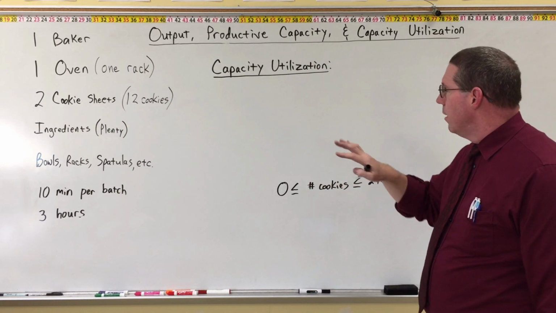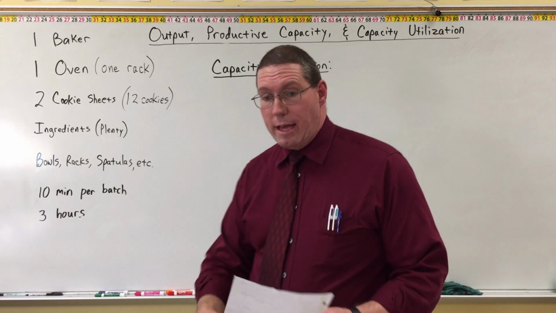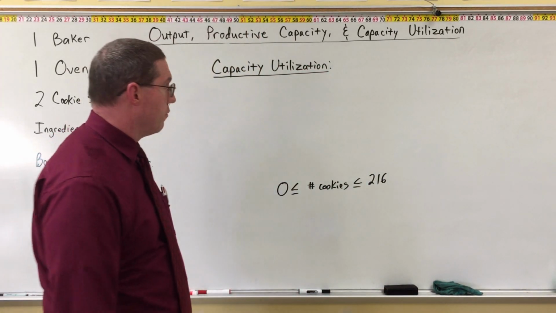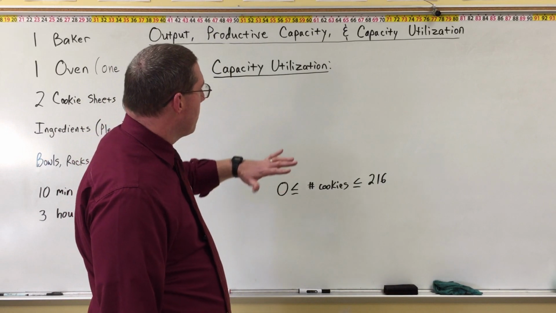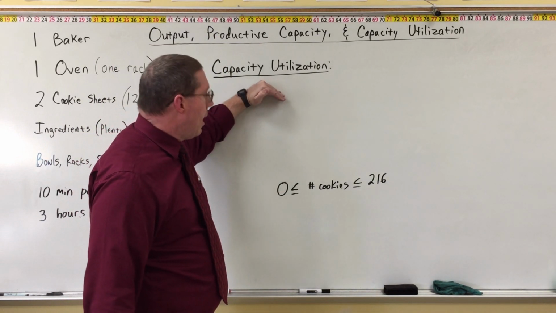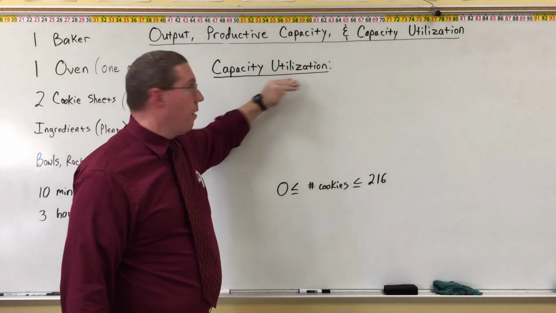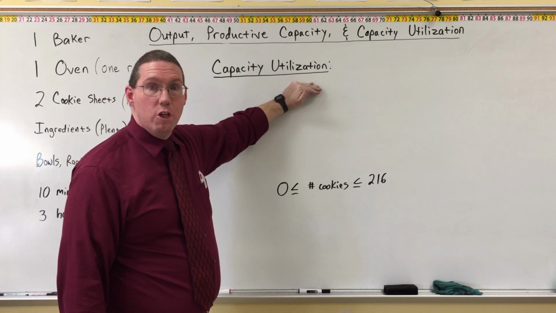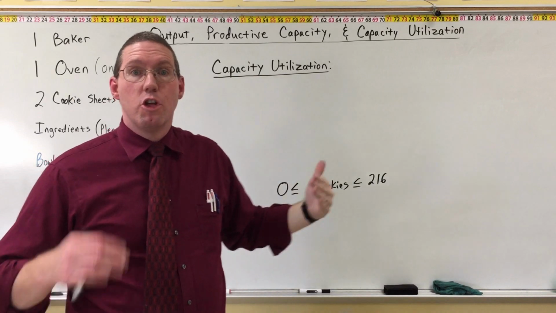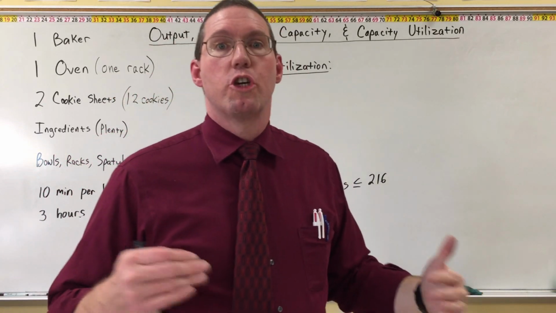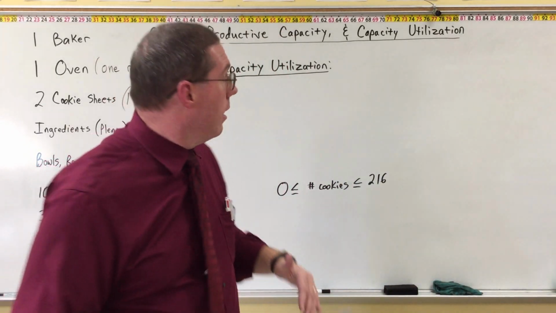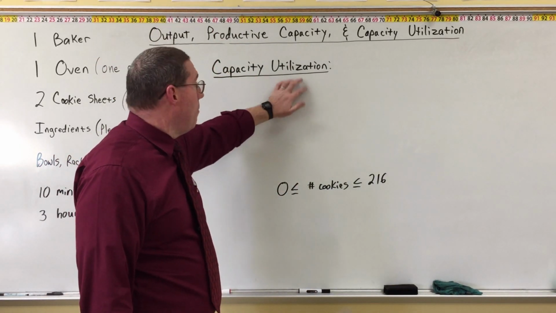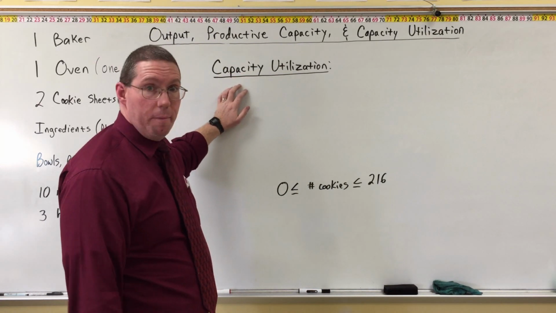So here's the idea. The idea of capacity utilization, it's basically a percentage, okay? It's a percentage of sorts. The idea is how much of the productive capacity are you using, or are we using? Utilization means usefulness or the degree to which it's being used, okay? And capacity, that's our productive capacity. So, how much are we using our productive capacity?